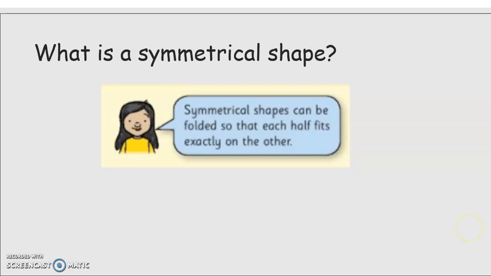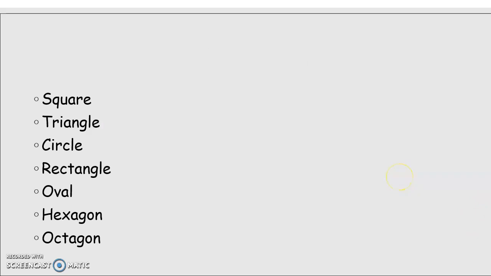So I want you to pause the video now and have a think about, are there any shapes that you know are symmetrical? So you can see here, this is our list of just a few symmetrical shapes. There's loads and loads of symmetrical shapes, but these are just a few of them. So you could have your square, your triangle, a circle, a rectangle, an oval, a hexagon, and an octagon. If you couldn't think of any, this is just a little list, but there are loads and loads of shapes that are symmetrical.